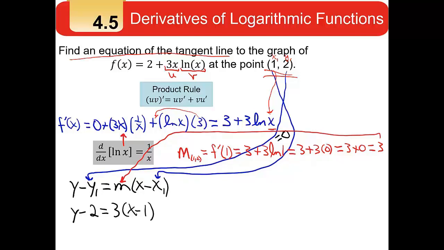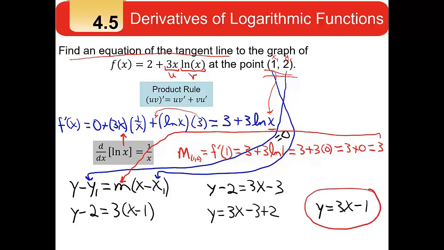That gives me y minus 2 equals 3 times the quantity x minus 1. If I multiply the 3 through on the right, I get 3x minus 3. And if I add 2 to both sides, I end up with the equation of the tangent line at the point 1, 2 being y equals 3x minus 1. It's the same thing we've been doing earlier. It just happens to have a log in it, so the new derivative rule for log comes into play at some point during this process.